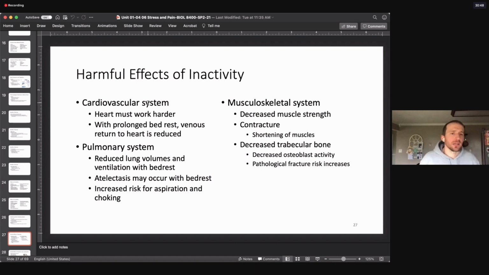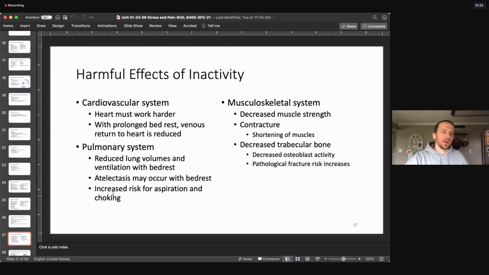With inactivity, again, because the heart's going to decondition, one of the things that it will do is it will have to work harder under stress. And so this is especially true with prolonged bed rest, that the heart will actually have to work twice, 1.5, whatever times harder to return venous blood. And as that heart continues to decondition, you'll start to see venous return reduced. You'll start to see that coupled together with the muscles that are not as active. So you see circulatory effects become very drastic.